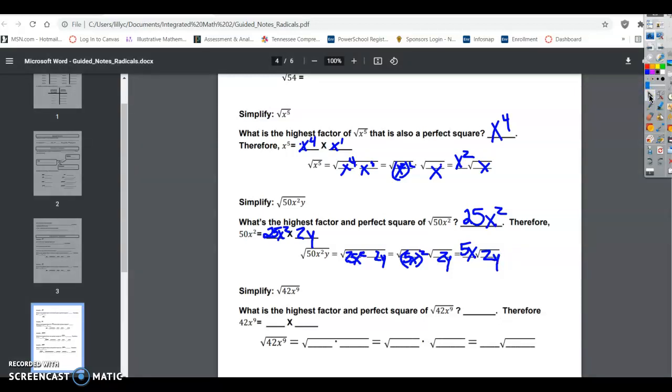All right, so again, knowing your perfect squares is a good thing. If you need to pause the video, go ahead. We're going to keep moving.